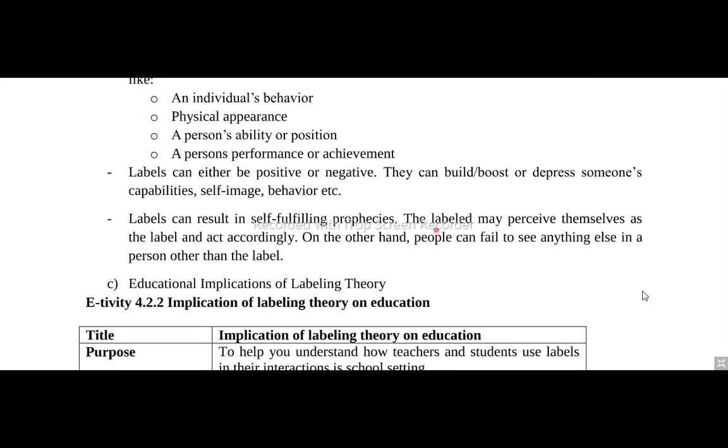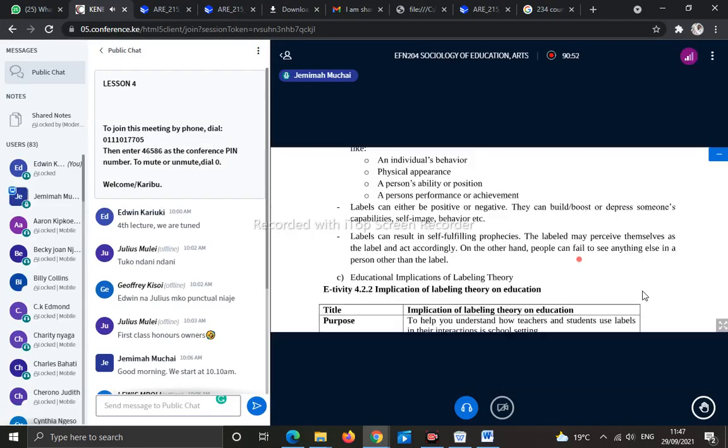So the labeled may perceive themselves as the label and act accordingly, or other people may fail to see anything else in that person other than the label. So if you have been labeled stupid, all people who know that, they'll be seeing you as stupid. If you are gifted, all people who know you by that name, gifted, they will see you as gifted. And therefore, if you fail, they will not understand why you have failed while you are gifted.